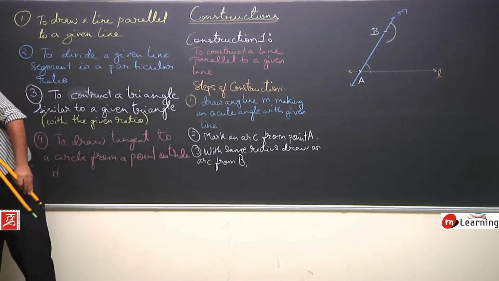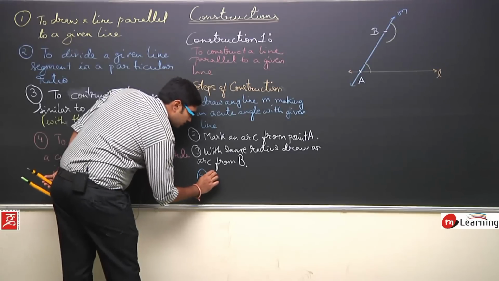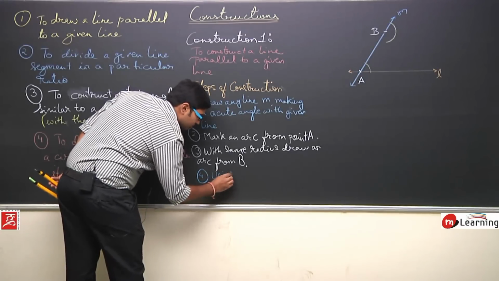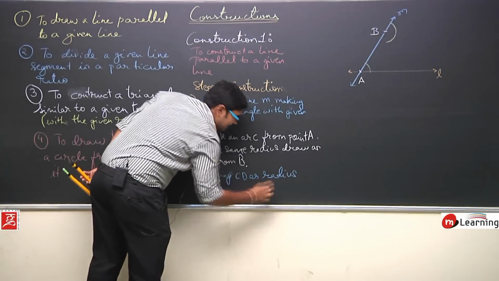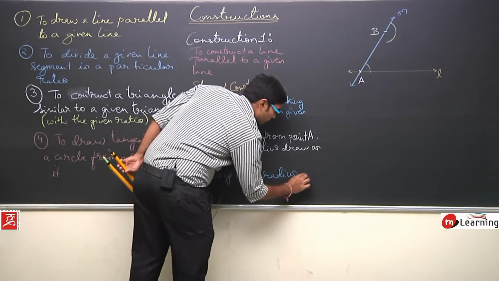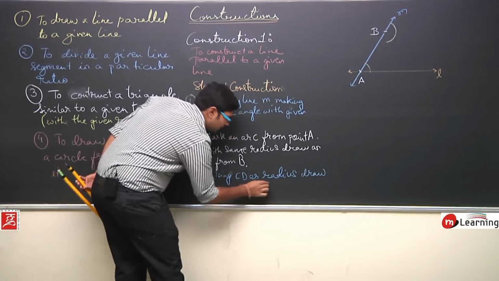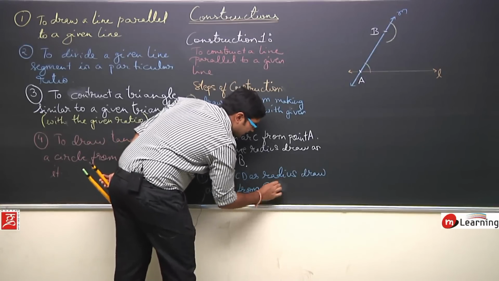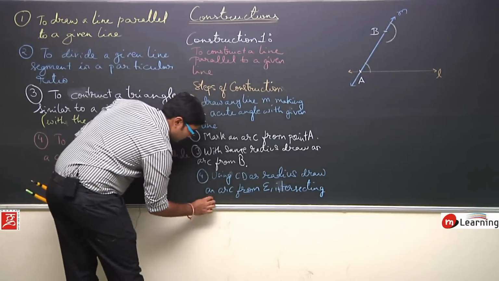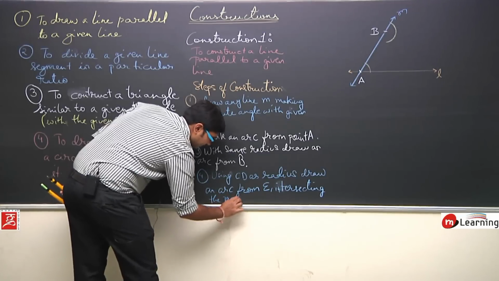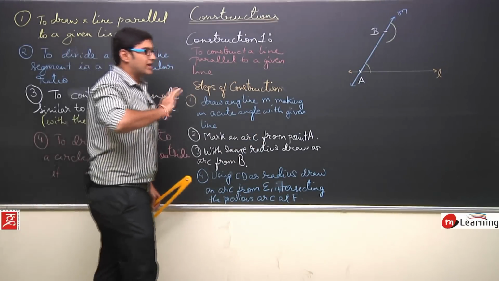Now the fourth step. Step 4 is, using CD as radius, draw an arc from E intersecting the previous arc at F. Okay. Now what are C, D and E?